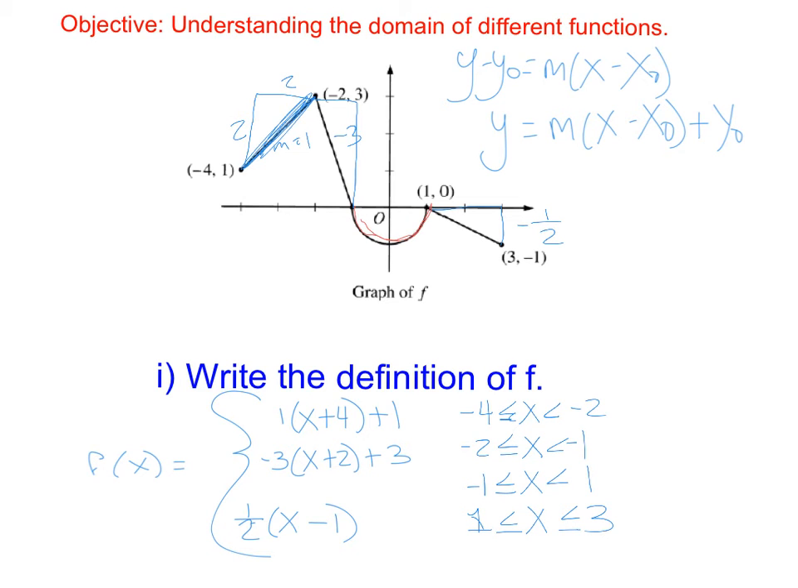This is a half circle. If I extended it, that's a circle with radius 1 centered at 0, 0. The equation of that is x squared plus y squared equals 1 squared. So y squared equals 1 minus x squared. Y equals plus or minus the square root of 1 minus x squared. Since it's the bottom half, we're going to use the negative. So it's negative the square root of 1 minus x squared.